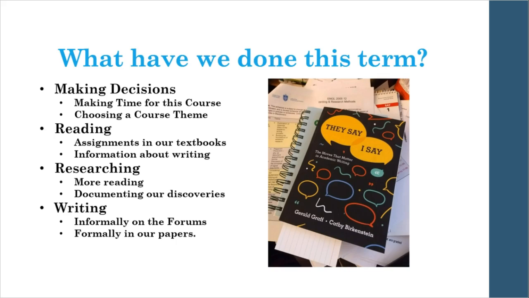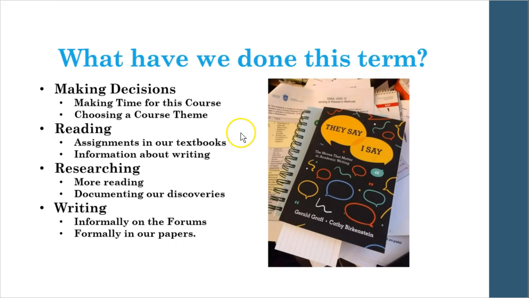What have we done this term? This term we have done many things, including making decisions. Making time for this course was our first decision, and then choosing a course theme was another important decision we made for this class. And so all of your papers should have been written under the course theme. If you chose as your course theme medicine, then all of your papers would be about medical topics.